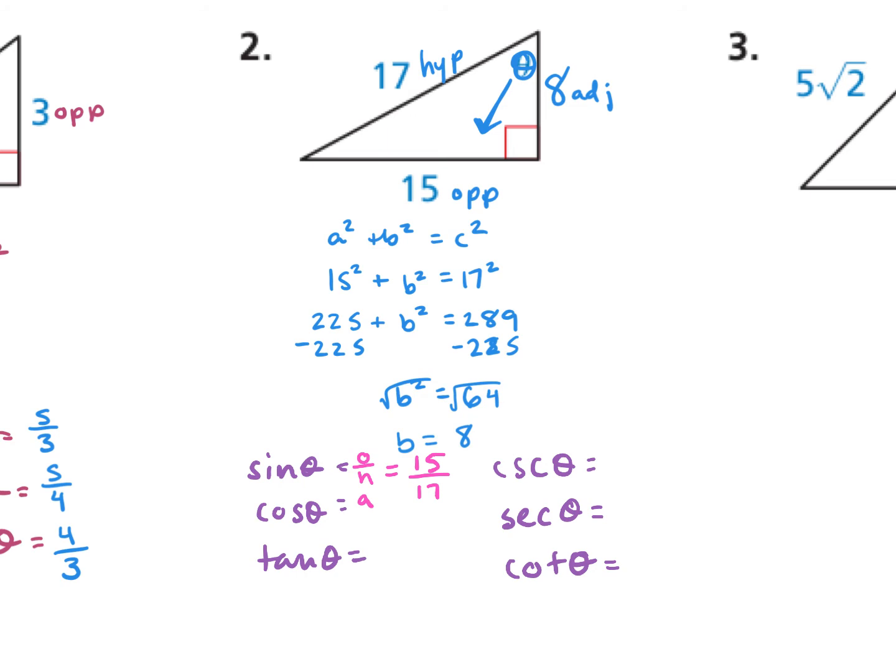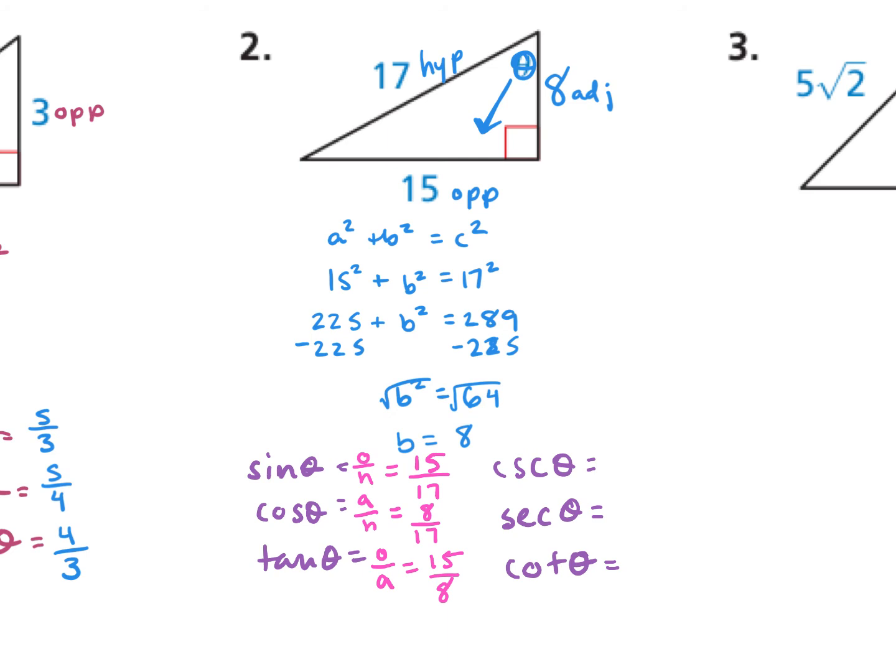Our cosine is what over what? Adjacent over hypotenuse. So what's our adjacent? 8 over 17. And then what's our tangent? Opposite over adjacent, TOA. What's our opposite? 15. And what's our adjacent? 8.